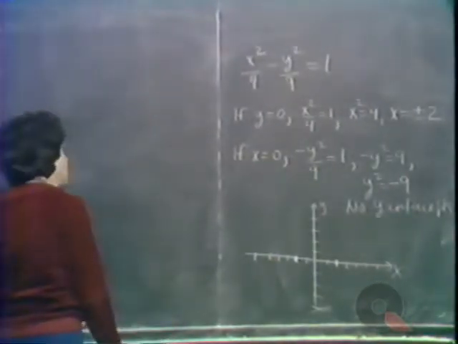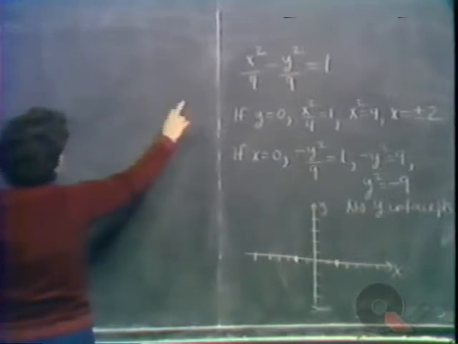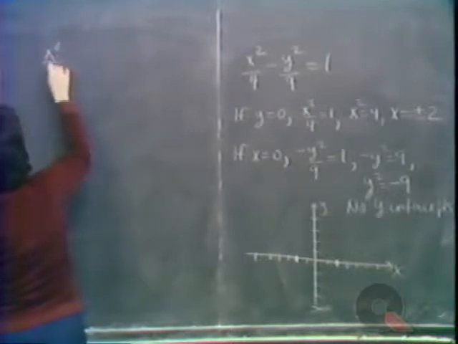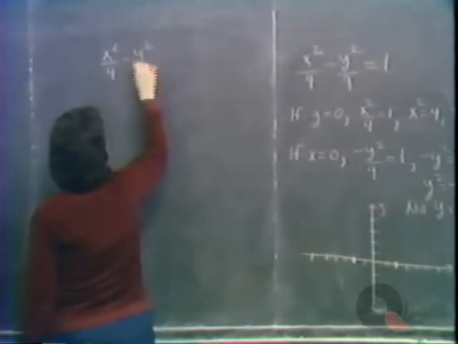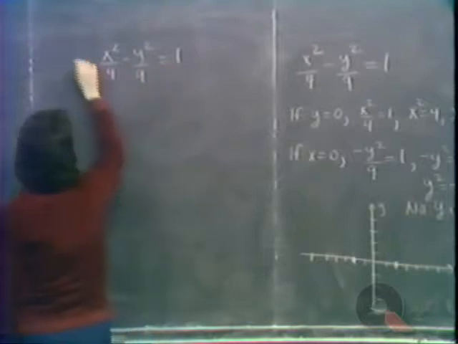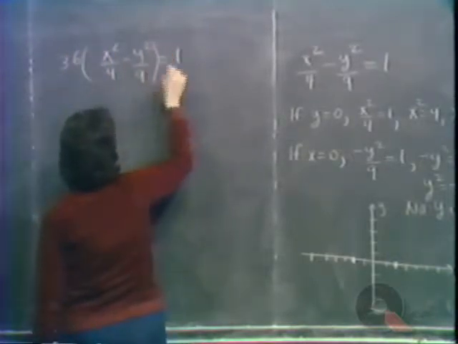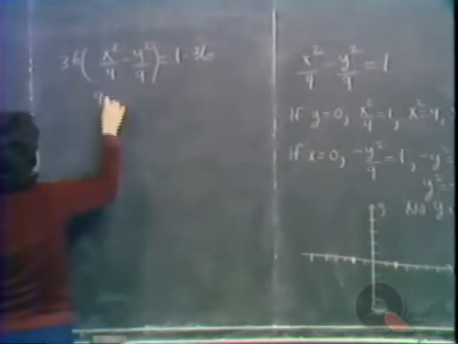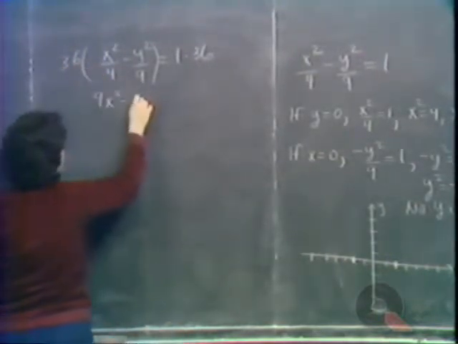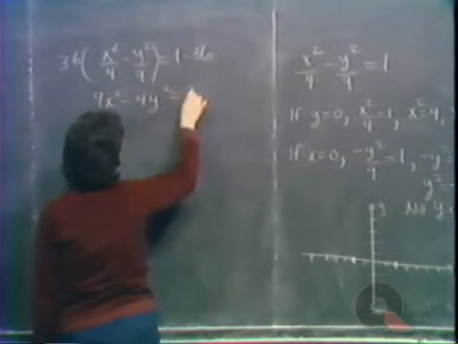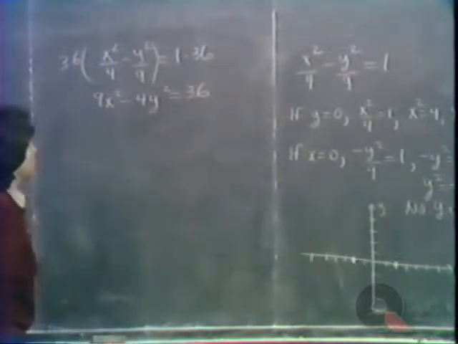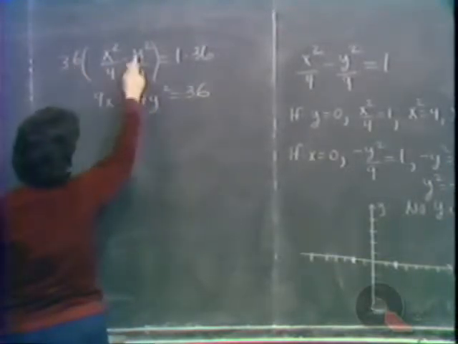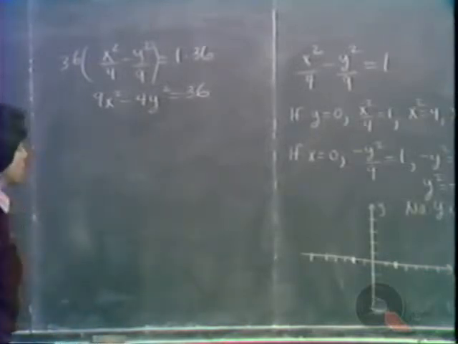I'm first going to clear fractions by multiplying through both sides by the LCD, which is 36. So we have x squared over 4 minus y squared over 9 equals 1, and we're going to multiply both sides by 36. So we'll get 9x squared minus 4y squared equals 36. Each term gets multiplied by 36. 4 into 36 goes 9 for 9x squared. 9 into 36 goes 4 times for the 4y squared.